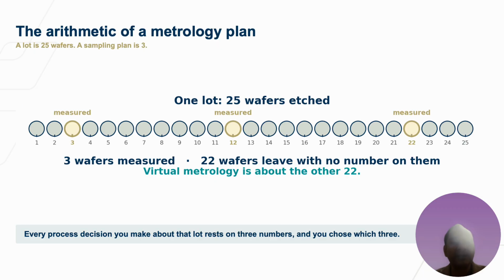22 wafers leave that etch with no number on them ever. They go into the next process step, eventually into a product, and the only thing you know about their critical dimension is what 3 other wafers did. So every decision you make about that lot, whether to release it, whether to adjust the recipe, whether the chamber is healthy, rests on 3 numbers out of 25, and you chose which 3, which means the answer partly depended on your sampling plan rather than on the process. Virtual metrology is about the other 22.